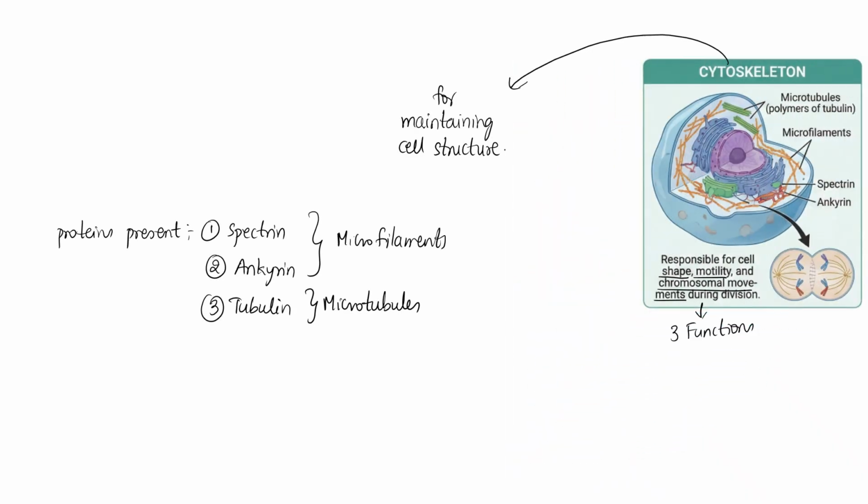is the cytoskeleton. The cytoskeleton is also a modification which is useful for maintaining the cell structure. The proteins present in the cytoskeleton, we can classify them as microfilaments and microtubules. The types of microfilaments are spectrin and ankyrin, whereas in microtubules we have tubulin. Functions of the cytoskeleton are cell shape maintenance, cell motility, and chromosomal movements during cell division.